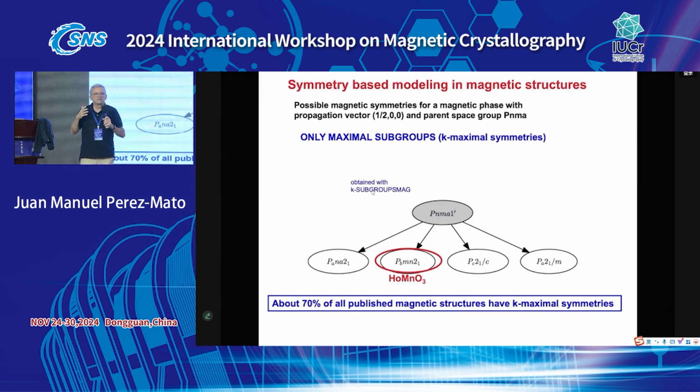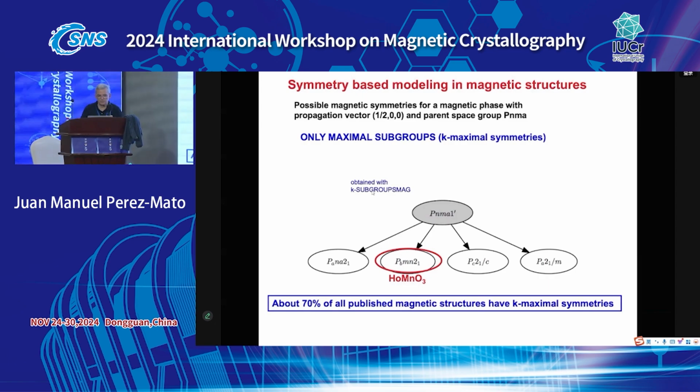And what I do is just go to the knowledge of the K vectors, go to the knowledge of the paramagnetic structure, try with one of our programs the maximal symmetries, and that's it. Normally, you identify immediately the model that has been reported, and you can identify the magnetic space group that corresponds to the model that has been reported.